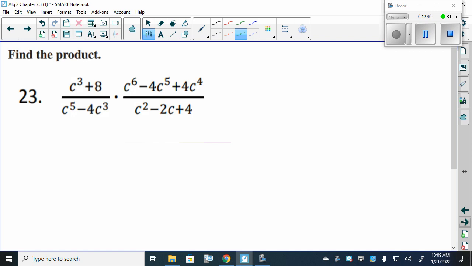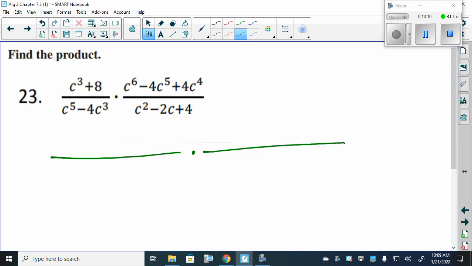Looks more difficult? Well, let's take it one step at a time and see what we have. Because when we look at this here, the first, we have c to the third plus 8 over c to the fifth minus 4c cubed times c to the sixth minus 4c to the fifth plus 4c to the fourth over c squared minus 2c plus 4.